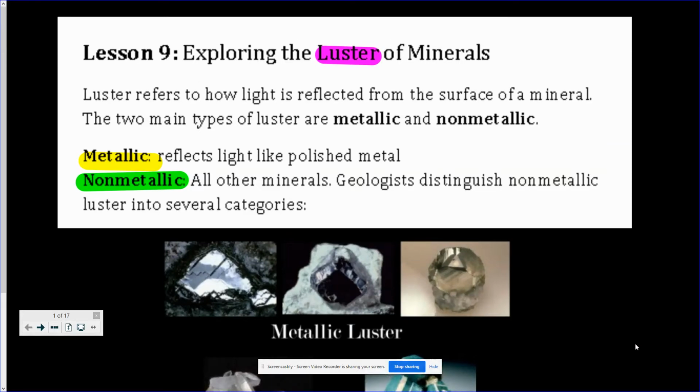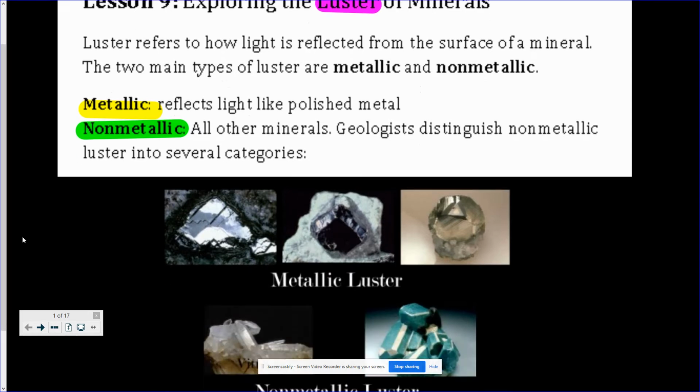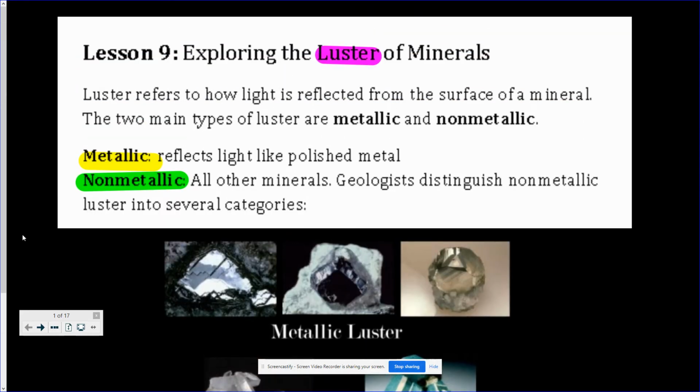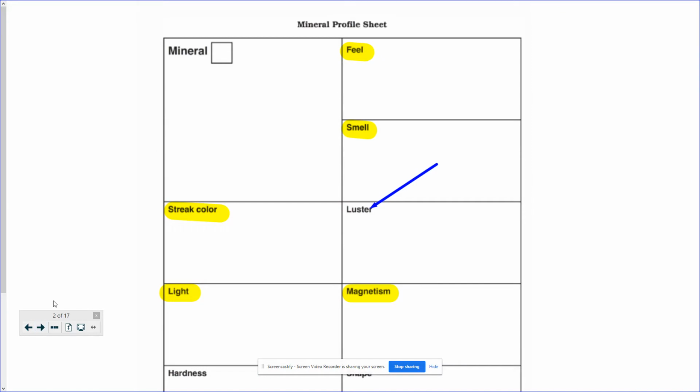All right, we're going to be exploring the luster of minerals. Luster refers to how light is reflected off of it, not going through it, but reflected off the mineral. There are two different main types: metallic and non-metallic. It's kind of like saying fiction or nonfiction. Two big ones. First one is metallic. Oh, and your luster will go right here.